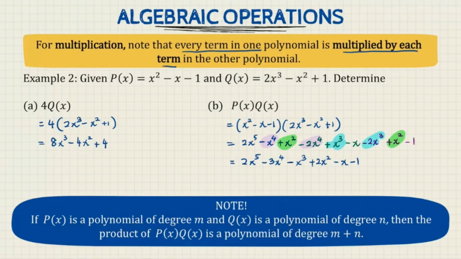So if Px of polynomial degree m and Qx is a polynomial of degree n, then the product of Px and Qx is a polynomial of degree m plus n. Contohnya kat sini, Px kita degree dia adalah 2. Untuk Qx, dia punya degree adalah 3. So kalau tengok the highest power here will be 2 plus 3 which is 5. So kamu boleh check macam tu lah. Okay, so far tambah tolak darab okay.